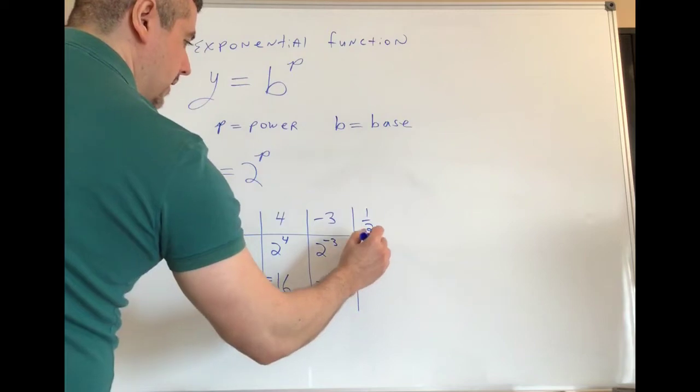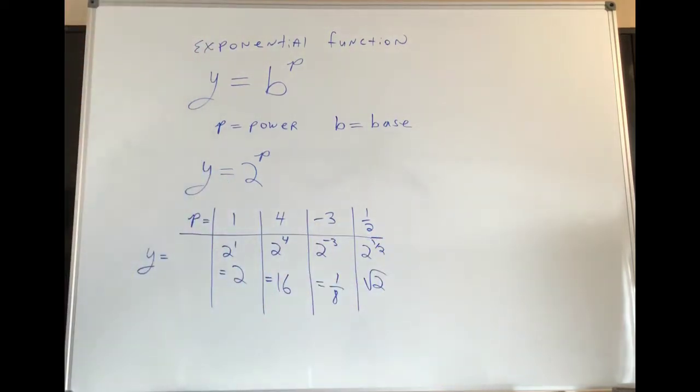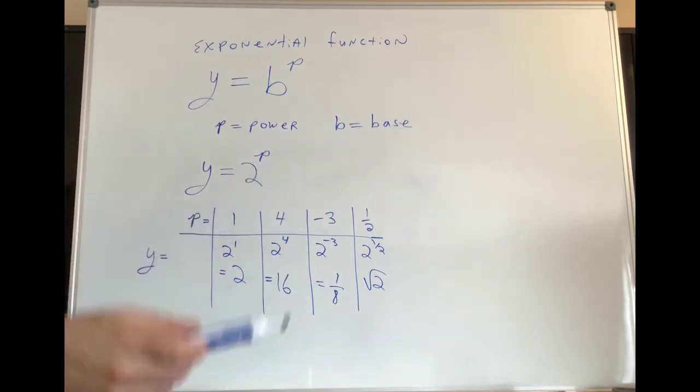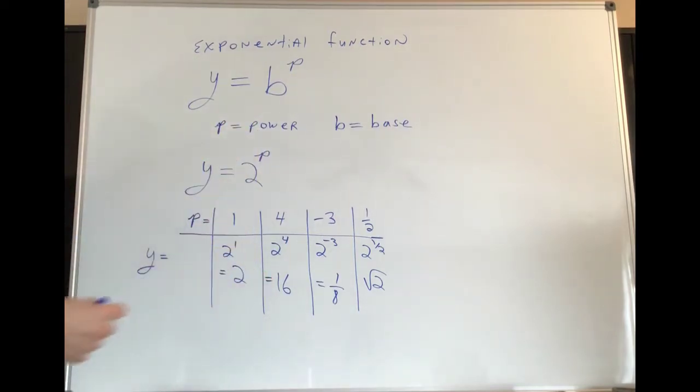This doesn't work because it's radical 2. Yes, the square root of 2 is like 1.41, blah, blah, whatever. Radical 2. Okay? This is what an exponential function is. It is very important that you understand this, because the logarithm is the reverse of this. So here, I plug in a power and I get a number. Okay?